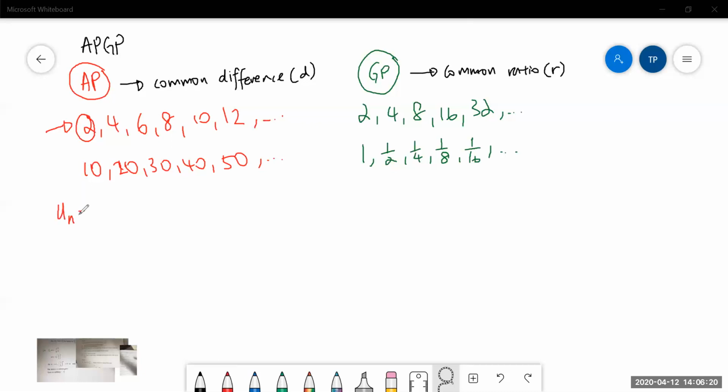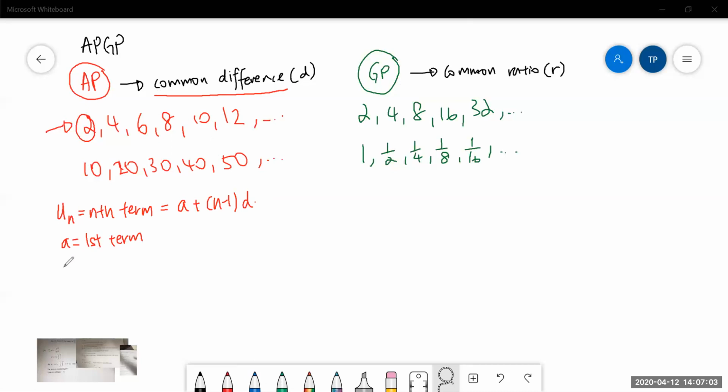So Un, the nth term, will be equal to a plus (n minus 1) d. What is a? a is the first term. What is d? I think needless to say what d is, right? d is called the common difference.